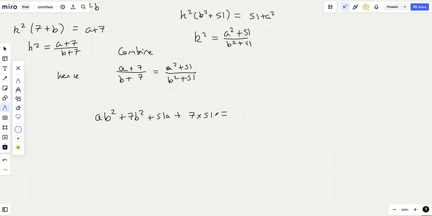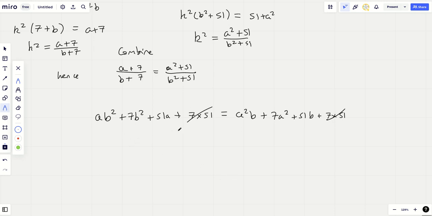I could work that out, but I think I'm going to get 7 times 51 on the other side, and it's going to cancel, so always look ahead at where you're going. Here you're going to get a² b, plus 7a², plus 51b, plus 7 times 51. Yeah, oh, look at that. We didn't even have to work it out.